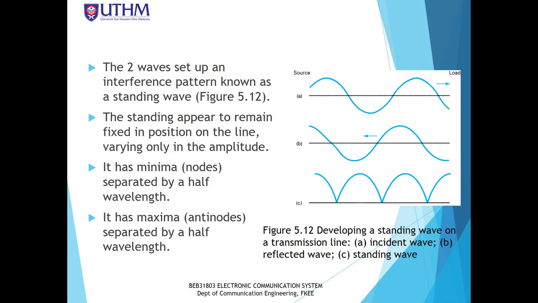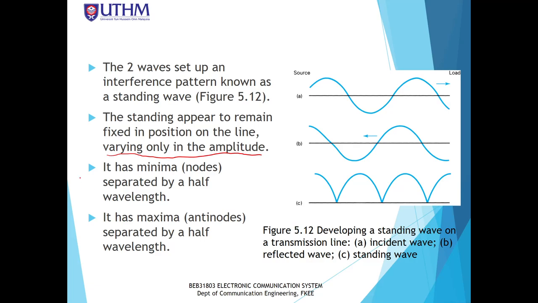So the standing wave is actually a phenomenon where we can see the wave looks as if it stands on the x-axis. Kita akan melihat seolah-olah gelombang itu berdiri pada paksi x pada satu-satu masa, at a specific time. Maksudnya, it looks like the wave is standing on a surface plane. So you see here, the standing wave appears to remain fixed in position along the transmission line, varying in amplitude. So we can only see this in a split second. Kita hanya boleh nampak dalam split second sahaja, seolah-olah dia berdiri.